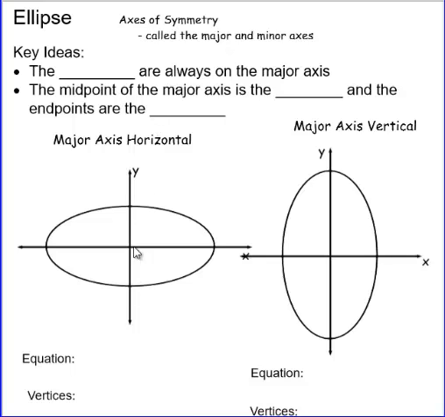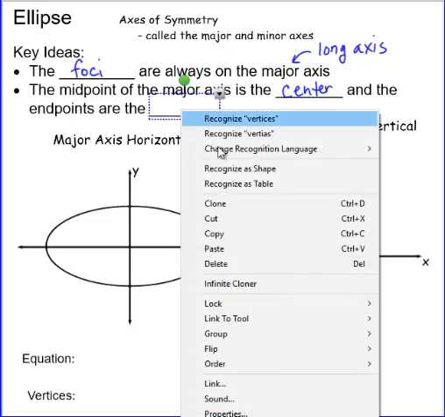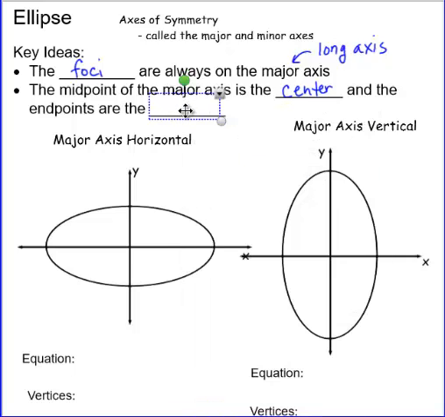So here are some key ideas. The foci are always on the major axis, and the major axis is the long axis. So if you're looking at these two types of ellipses, the major axis would be the horizontal in this case, and in this case, the major axis is the vertical. It's always the long axis. And then the midpoint of the major axis is the center of the ellipse, and the endpoints are the vertices.